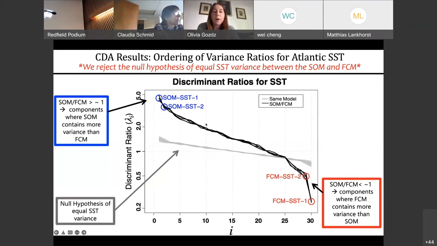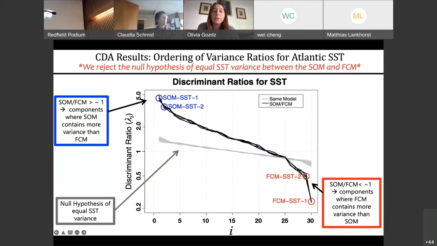This black line represents our sample of computing CDA from two different models for the slab over the fully coupled model. As you can see, there are more values where the lambda is greater than one, and that indicates where the slab ocean model contains more variance than the fully coupled model. When lambda is less than one, that indicates where the fully coupled model contains more SST variance than the slab ocean model. This gray line here characterizes our null hypothesis of equal SST variance.